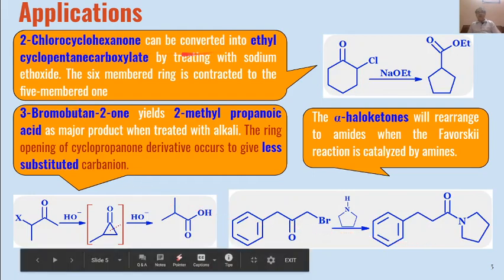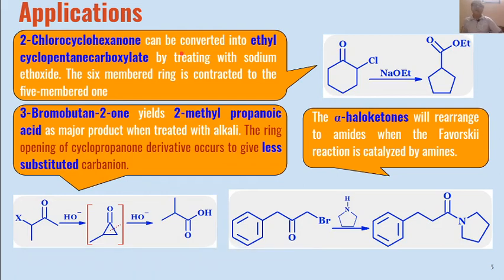Then we will discuss a few applications of the Favorskii rearrangement, so that the rearrangement will become more clear to you. For example, 2-chlorocyclohexanone, for which you have seen the mechanism also. There we have used sodium hydroxide as a base, and the product formed was a carboxylic acid.